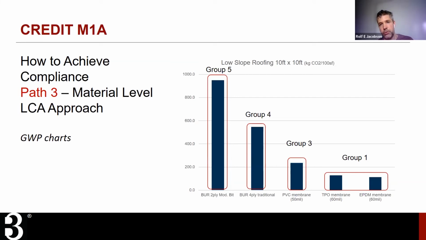This is low slope roofing. The built up roof, the traditional modified bitumen roofing, hot rolled and stuff like that, those are pretty high impact. Some of the newer single ply or different membrane products are going to have a much lower GWP than those traditional methods. So TPO membranes, EPDM membranes, those are group 1. PVC membrane is a group 3.